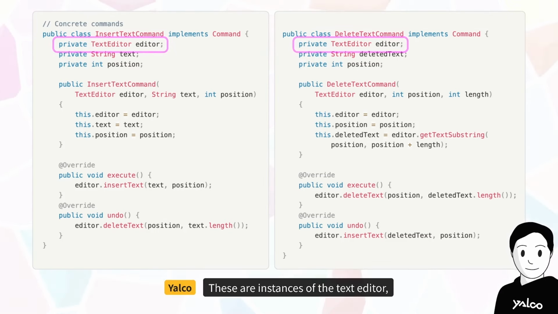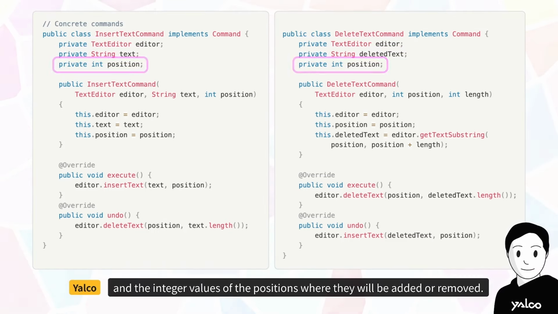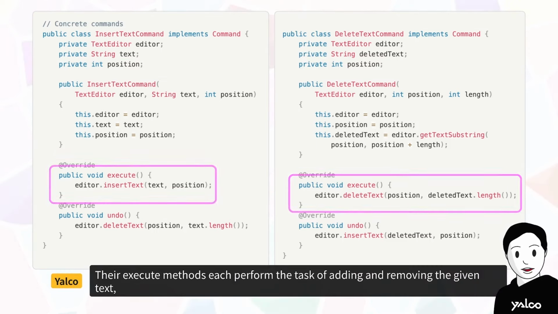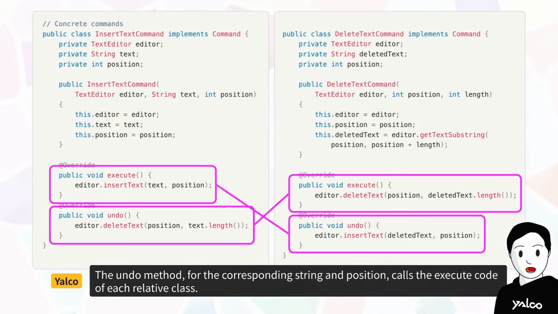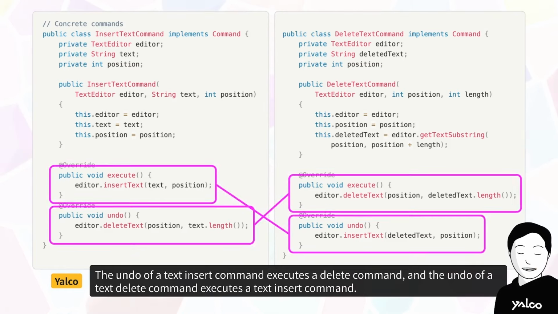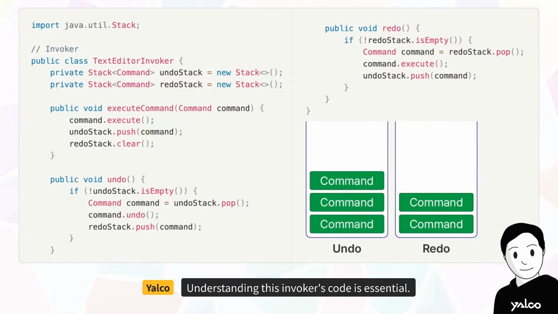These are instances of the text editor, strings to be added or removed, and the integer values of the positions where they will be added or removed. And we get these from the constructor. Their execute methods each perform the task of adding and removing the given text. The undo method, for the corresponding string and position, calls the execute code of each relative class. The undo of a text insert command executes a delete command, and the undo of a text delete command executes a text insert command. Understanding this invoker's code is essential.